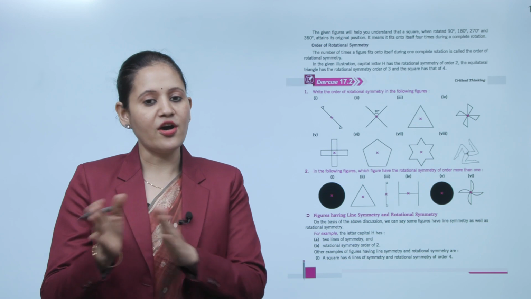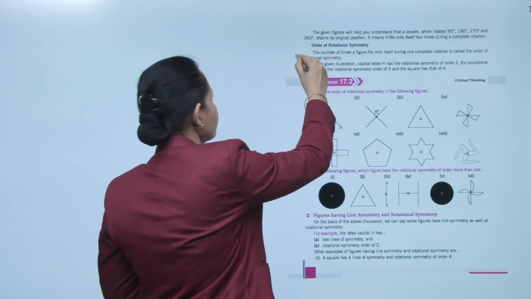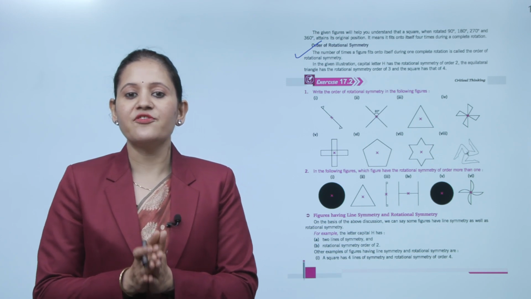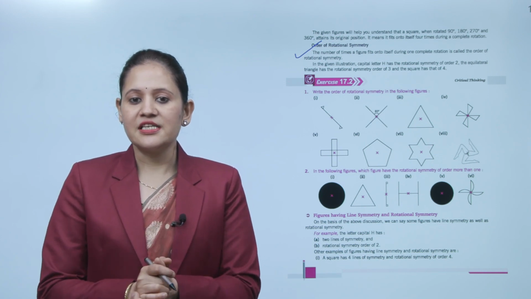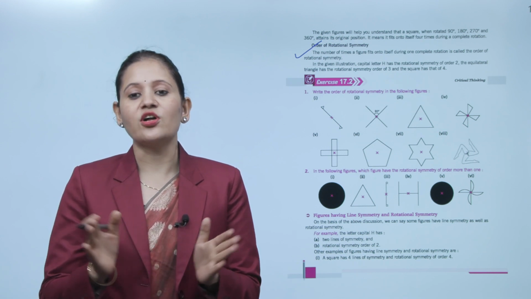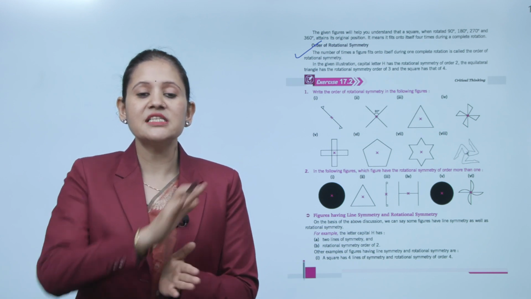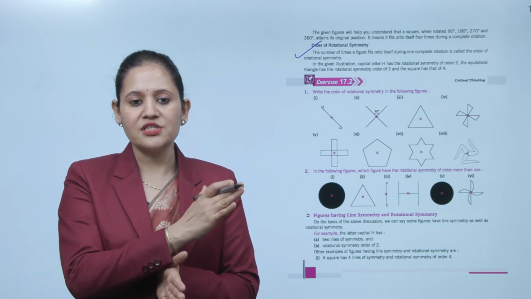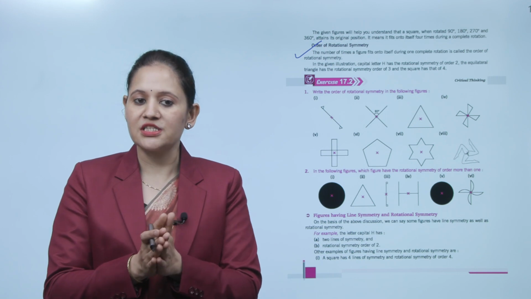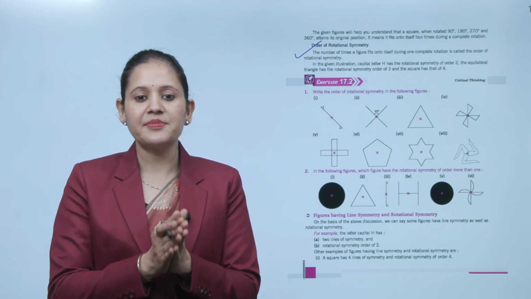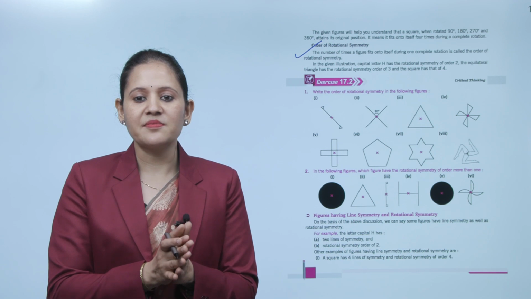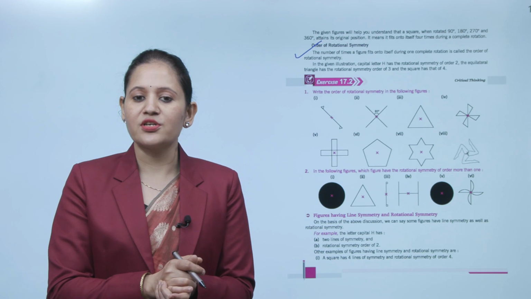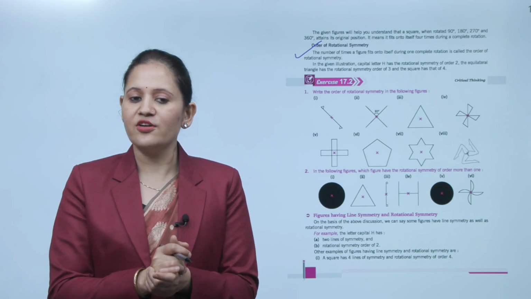Next is order of rotational symmetry. The number of times the figure fits onto itself during one complete rotation is called the order of rotational symmetry. Means during a complete rotation how many times it fits into its original position, that is known as the order of rotational symmetry. In the given illustration, capital letter H has the rotational symmetry of order 2, the equilateral triangle has the rotational symmetry of order 3 and the square has that of 4.